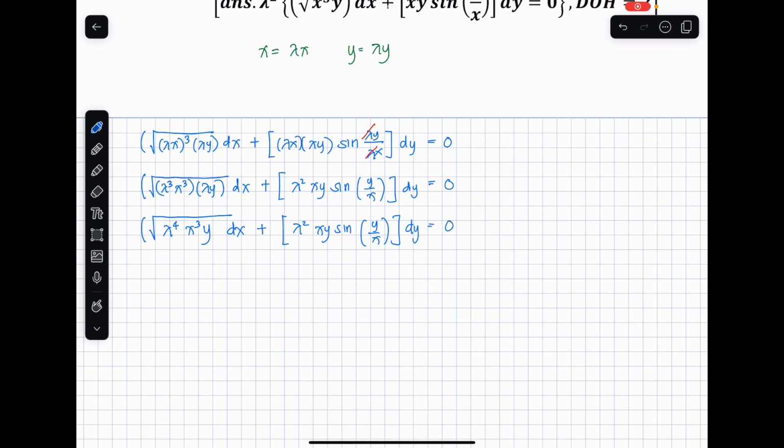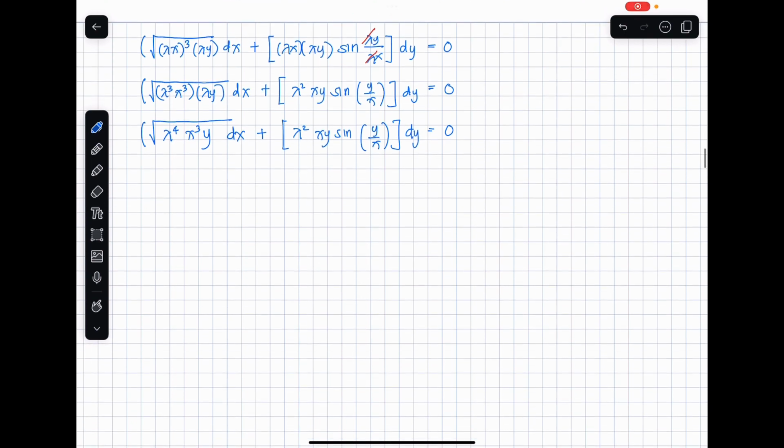And from here, we have the square root of lambda raised to 4, so we can find its square root. That will make it lambda squared. So lambda squared, then the square root of x cubed y dx, then plus lambda squared xy sine y all over x dy is equal to 0.